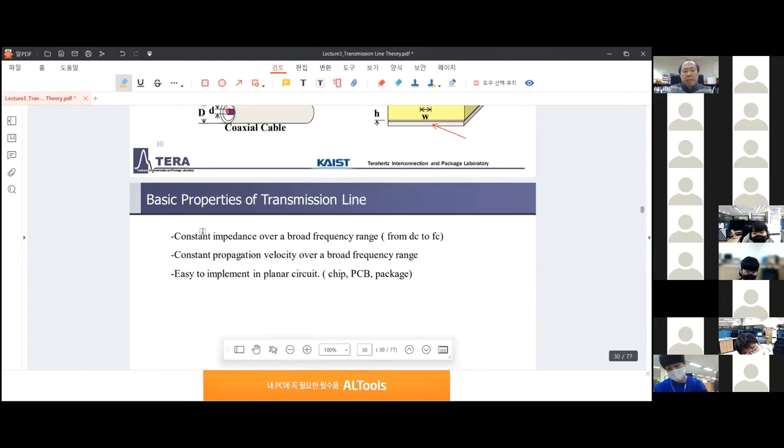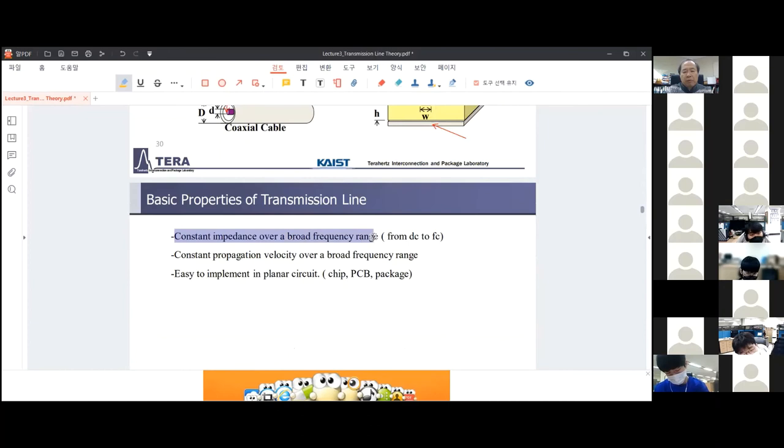And once again, the basic property of a transmission line is that it will have constant impedance over very broadband frequencies. Let's assume that your clock frequency is 1 gigahertz. You have to design the transmission line so that it has constant impedance from DC to 10 gigahertz or 100 gigahertz. Also, it has to have a constant velocity over a very broad frequency range, because all the digital signals have to arrive at the receiver at the same time. That means the propagation velocity should be the same.